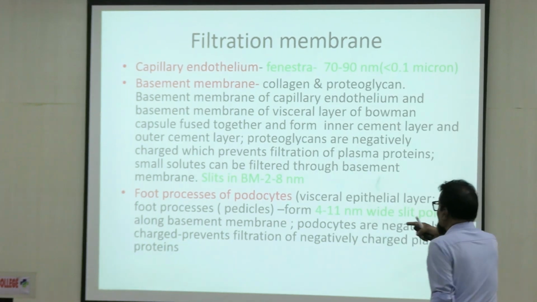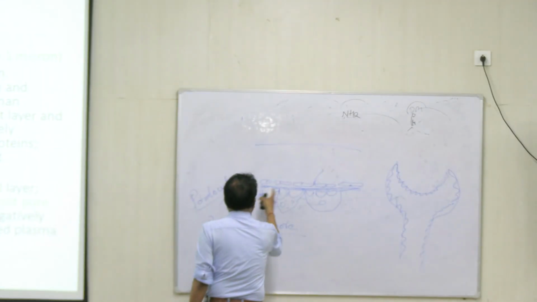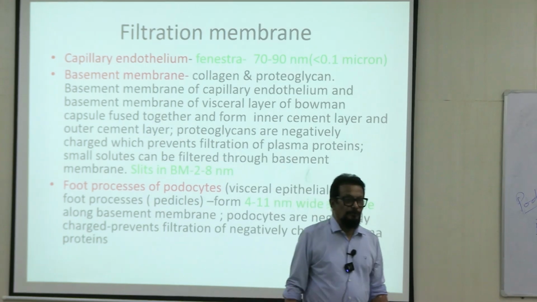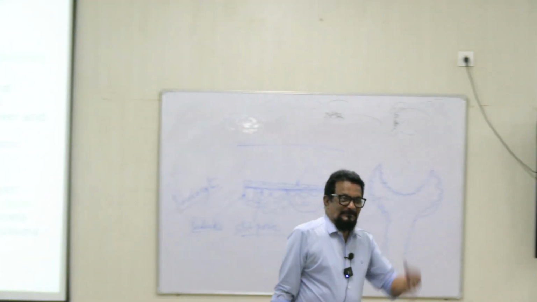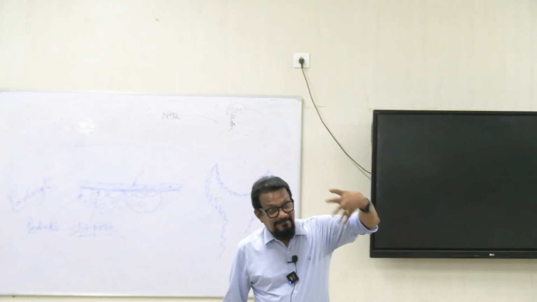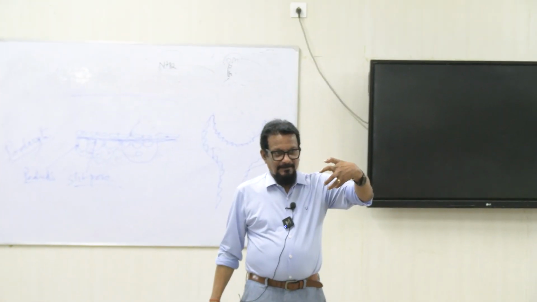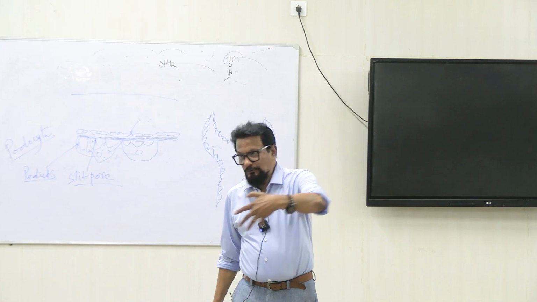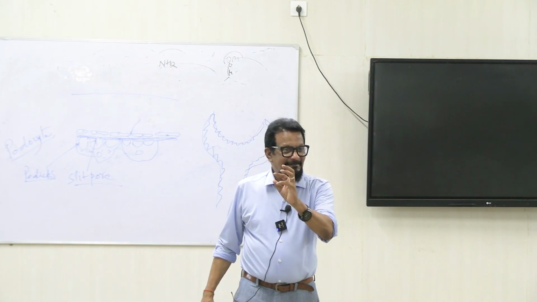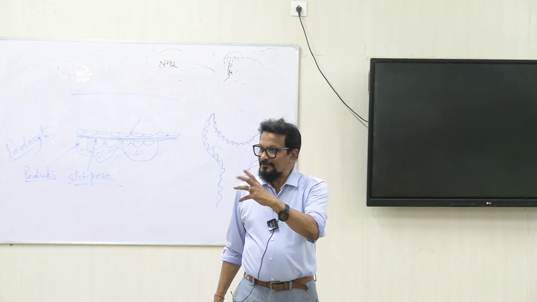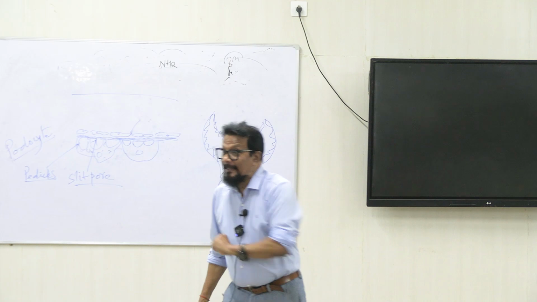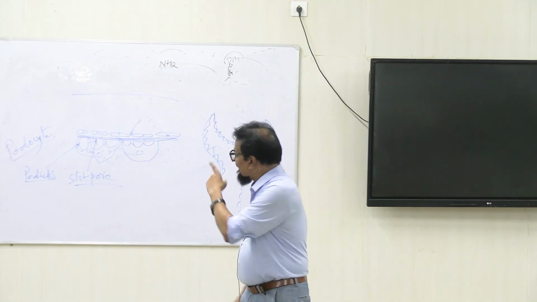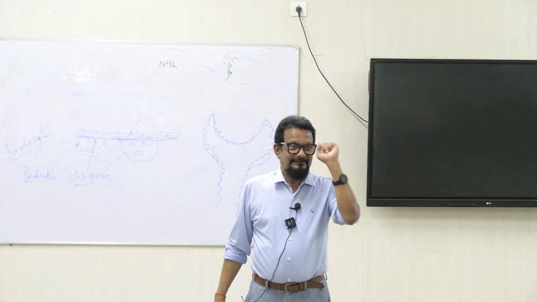Okay? And the foot processes, here the slit pores. What is the size of the slit pores? 4 to 11 nanometer. So these are the pores through which the plasma contents pass. Actually filtration is done for plasma. Some bigger particles, plasma proteins, are not able to pass through this. But albumin can, because its size is less than all of this.